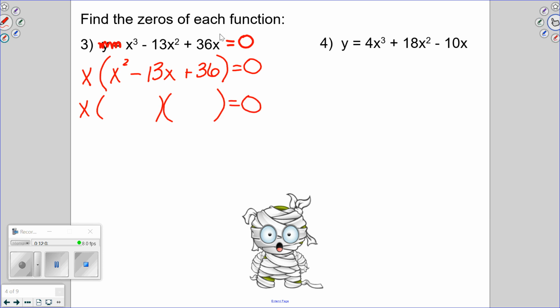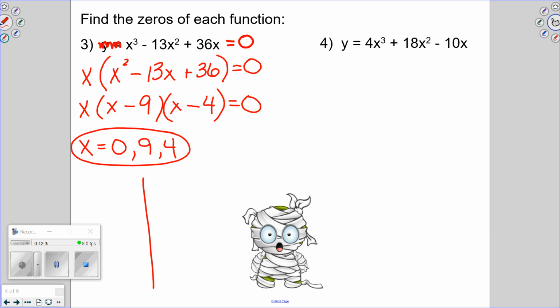Signs? Both minus. Options for A: 1 and 1, or x and x. All right, C has many options there. 9 and 4, good. 9 times 4 is 36, and 9 and 4 is going to give me the 13 I want in the middle. Does baby brother give me an answer? Yes, X marks the spot, right? He gives me an answer of 0. And what are my other answers? 9 and 4.